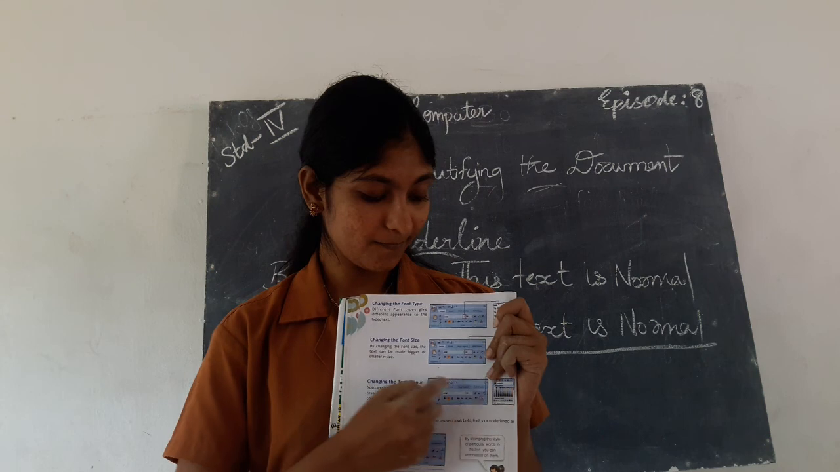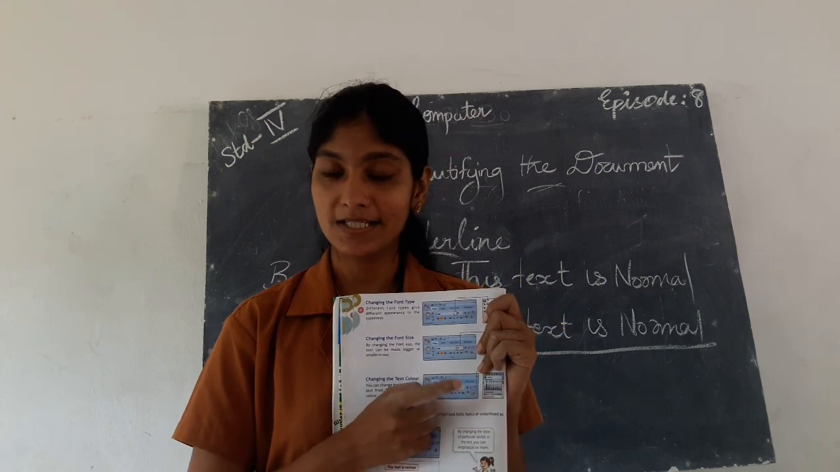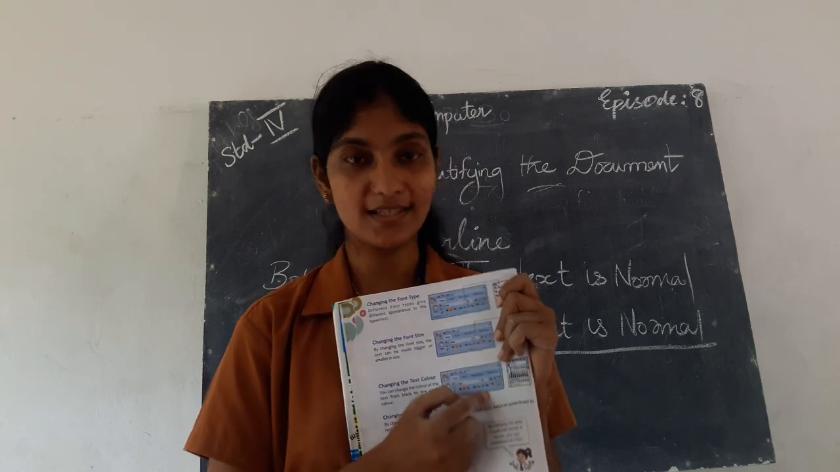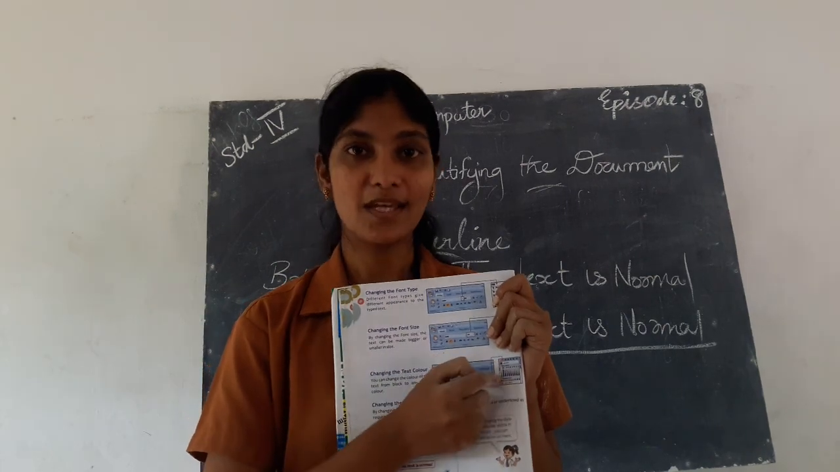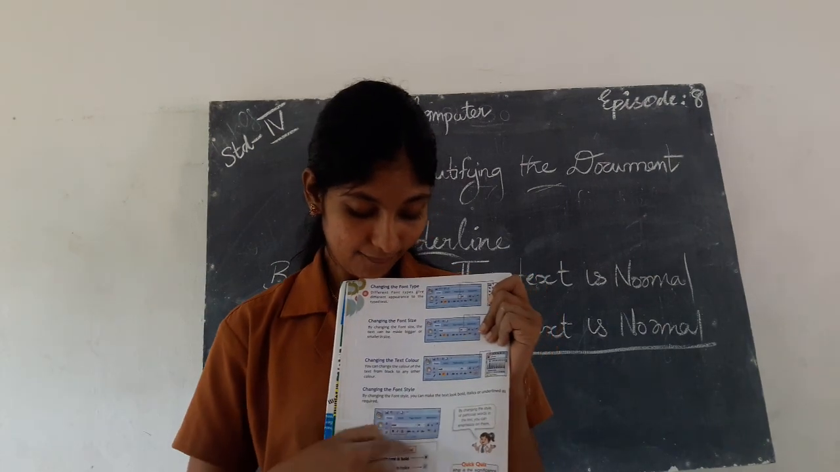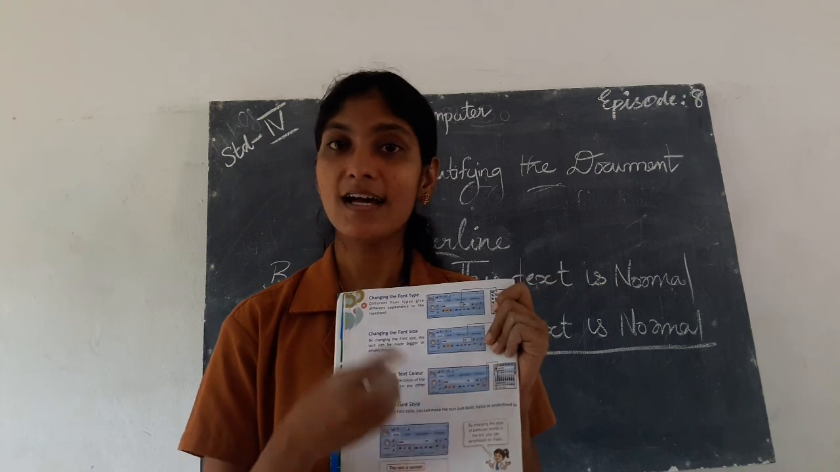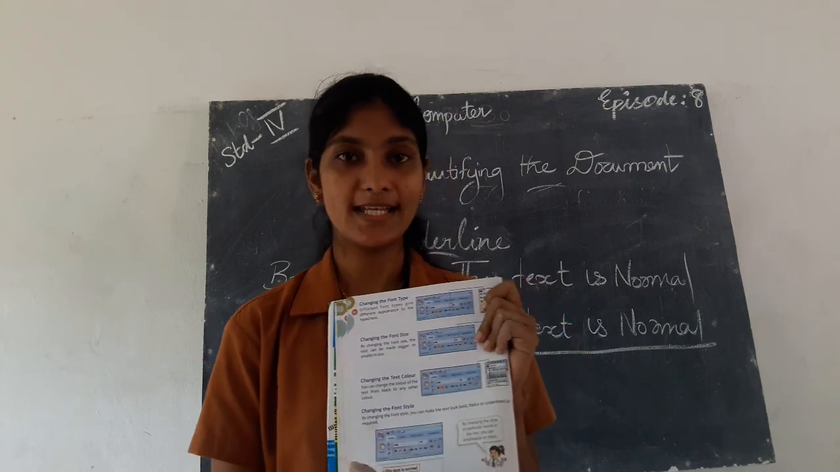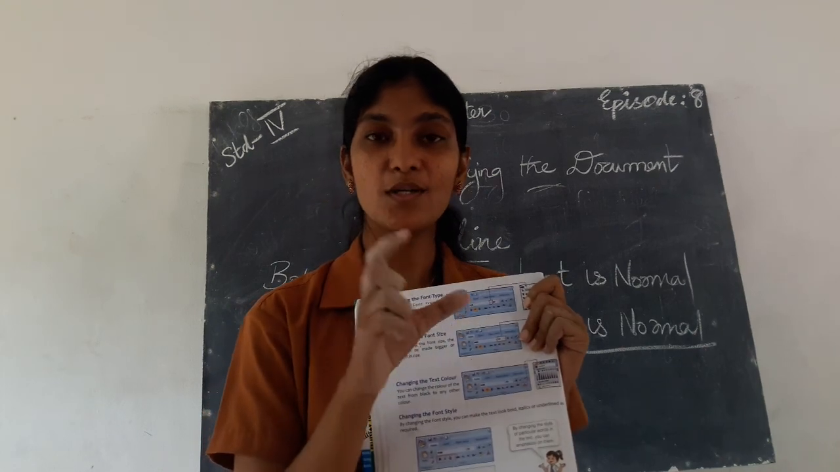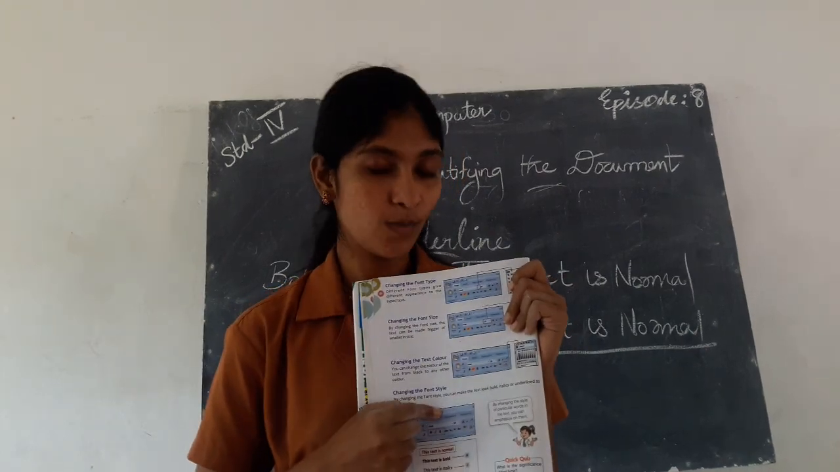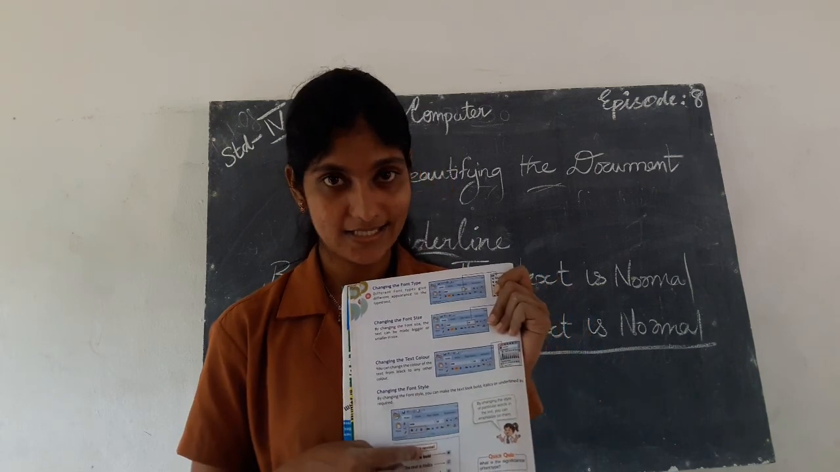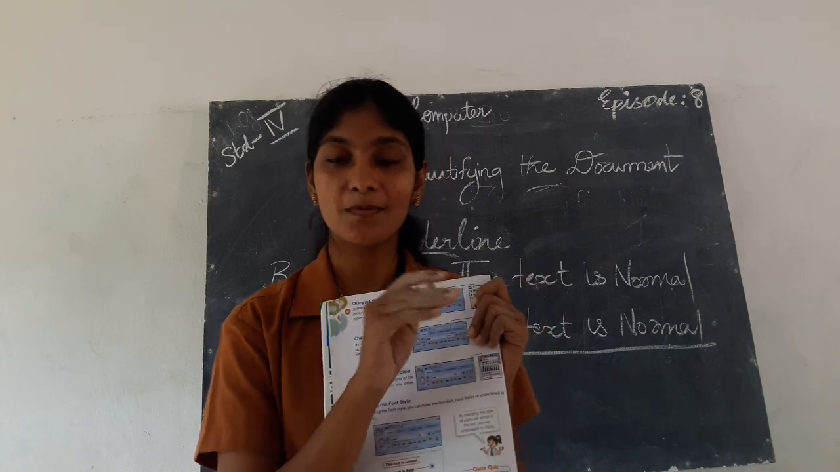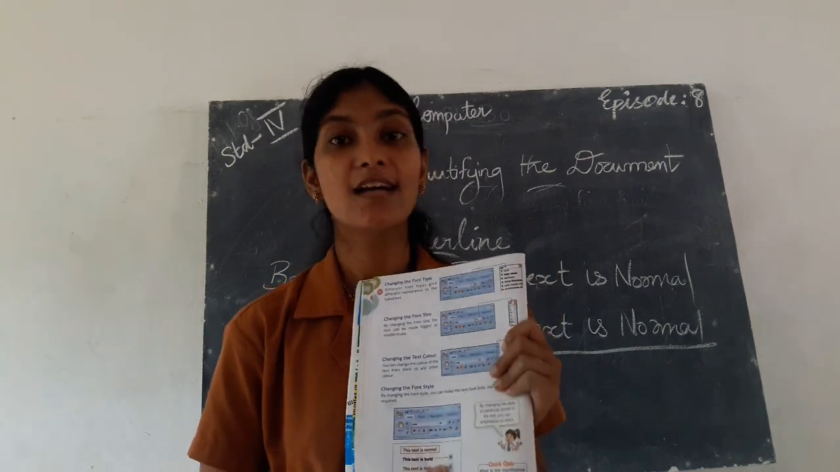Then font color: you can select a color. If you want to change the color from black to any other color, you can go to the letter A, where a gallery appears, and then select your desired color. Then font style means there are three styles: bold, italics and underline. If you want to increase the thickness of the text, you can select bold. If it is written in italics, you can select italic. If you want to put an underline on the text, you can select underline.